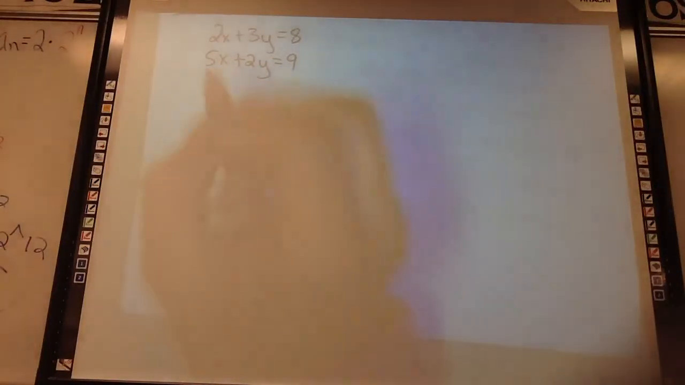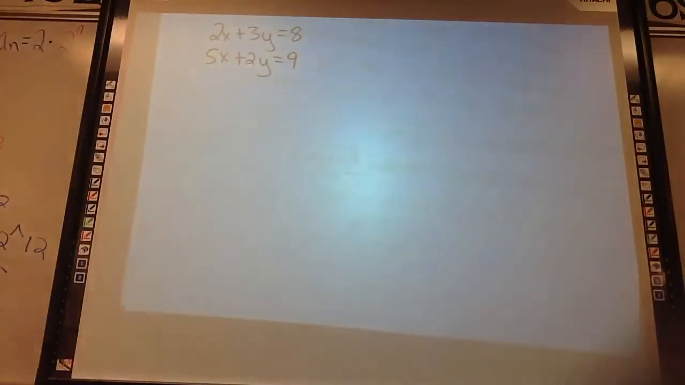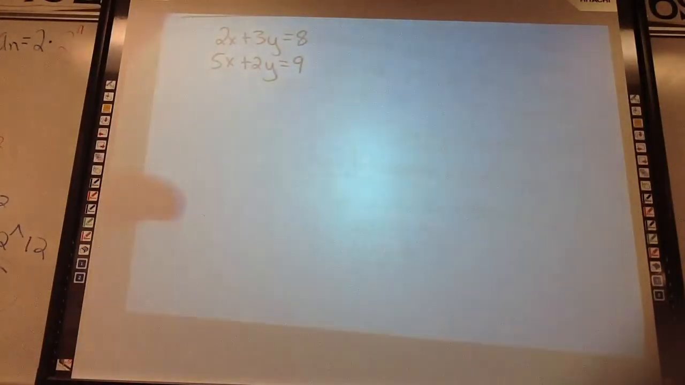You need the coefficients, the numbers in front of the variables, to be the same, but one positive and one negative, so that when you add them together, they go away. Multiply by negative 2.5? I would stay away from decimals. It's not wrong, but you could get ugliness. Do you have to multiply both by the same number? You do not. You can multiply them by different numbers.